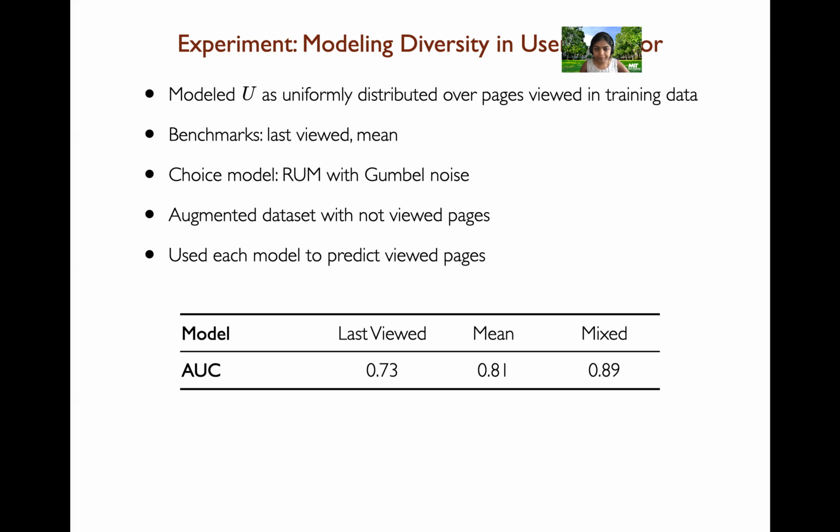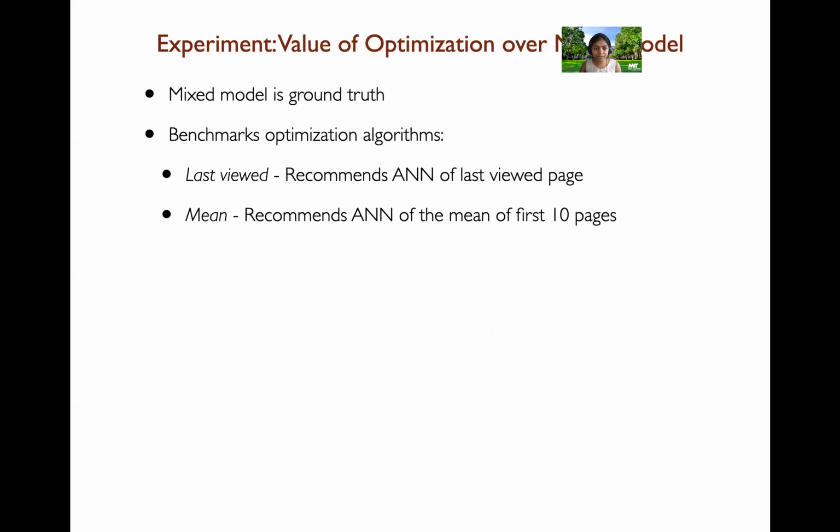We saw that the mixed model that we proposed has much better prediction power in terms of explaining user behavior. In the second set of experiments, we wanted to check the value of optimization over this mixed model. So we fixed the mixed model to be the ground truth model. Then we have our algorithm, and we took two other benchmark algorithms, which are common in practice today, that is, just recommending approximate near neighbors of the last viewed page or the mean of the first 10 pages that the user saw.